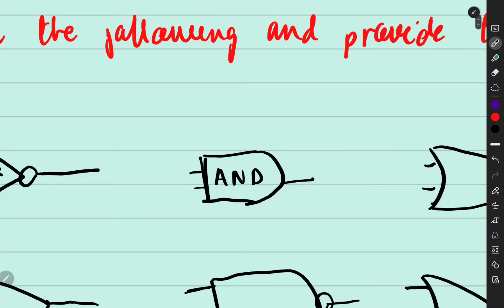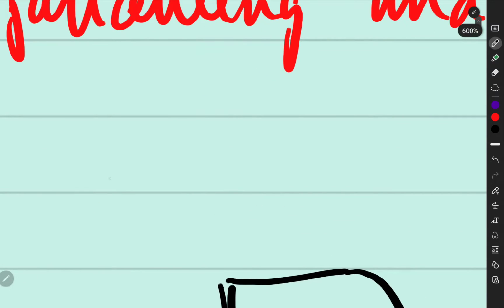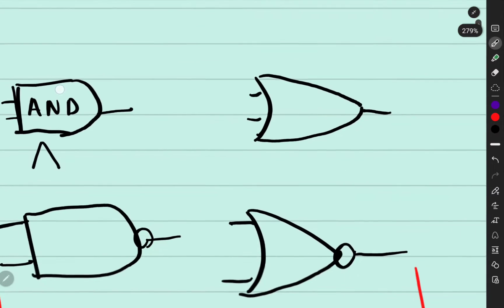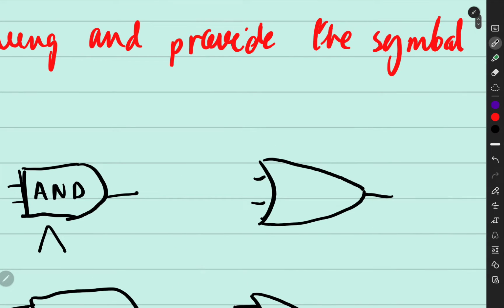So the symbol for an AND gate is this. In maths, you may see it as this, but that's maths. That's different. Right, what about this one? That's an OR gate, and the symbol for it is this.